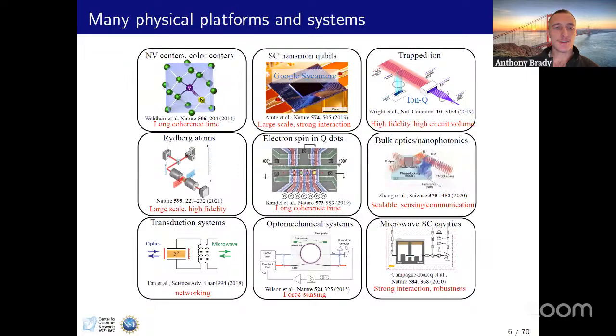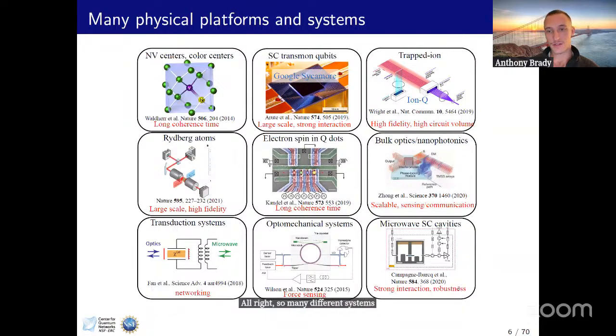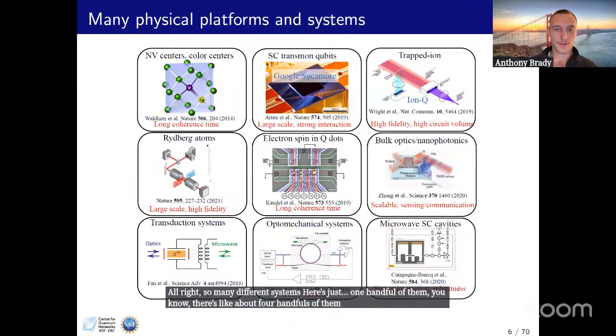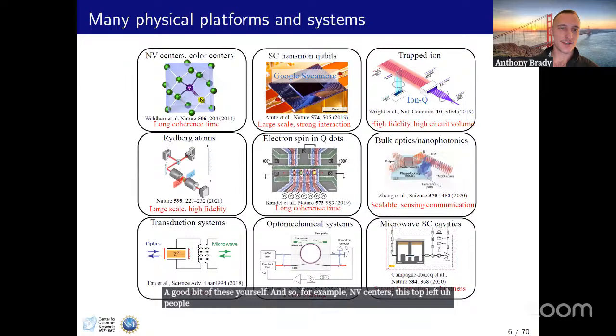So I said quantum systems quite generally, when I say quantum information processor in the abstract or quantum sensor in the abstract, but physically this could come in many different forms. Here's just one handful of them. There's about four handfuls of them, and people work individually on all of these. And if you're a real good theorist, maybe you know a good bit of these yourself. For example, NV centers, top left, people, especially in CQN, are really interested in working with these because they make a really good long coherence time qubit, and that's good for networking purposes.